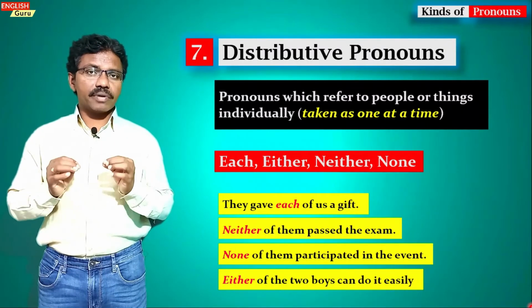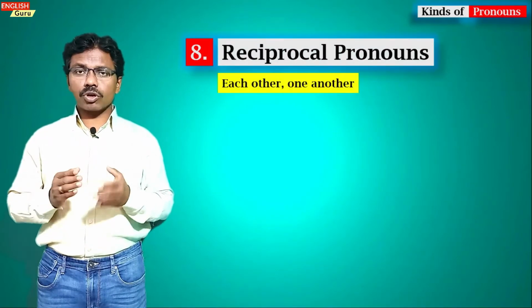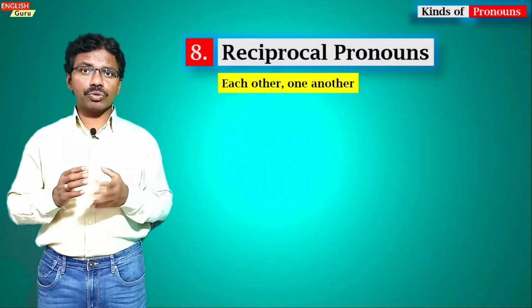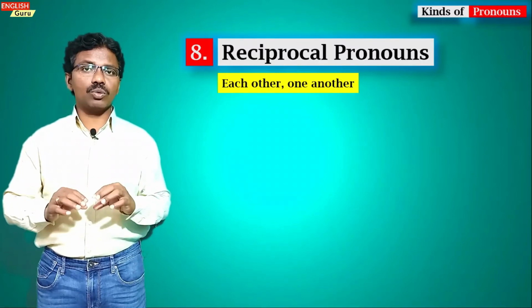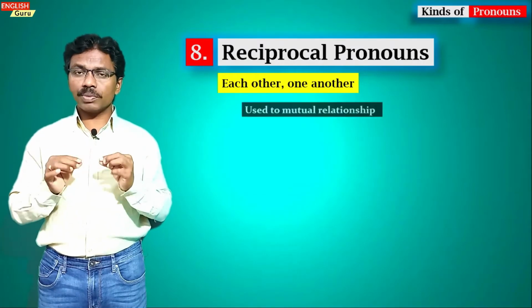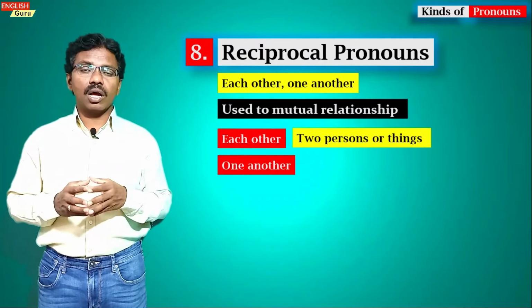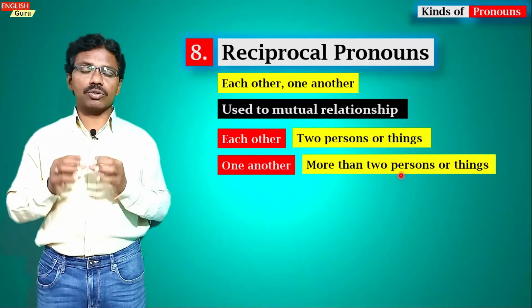The eighth one is reciprocal pronouns. Reciprocal pronouns are used to talk about or to show the mutual relationships. For example, each other, one another. So each other, we use it for two persons or two things. Or one another, we use it for more than two persons or two things.